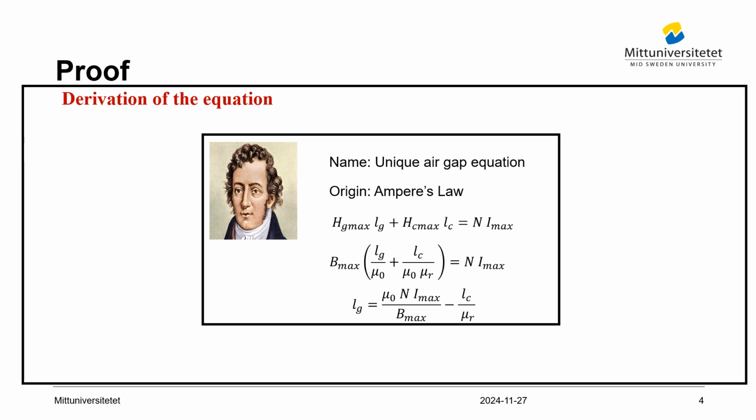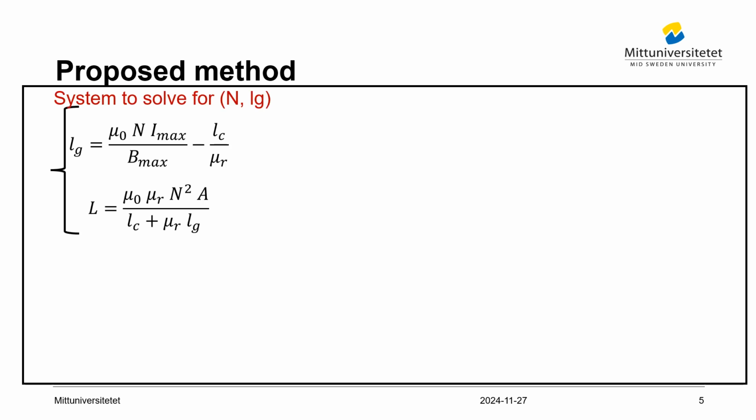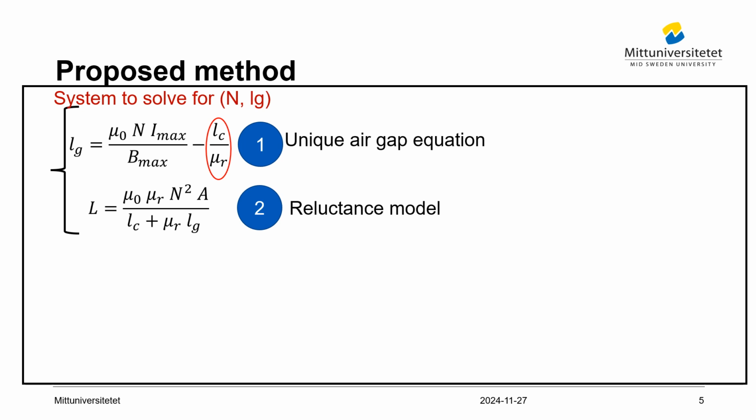So now I will introduce the proposed method to design your inductor. The proposed method consists of solving for the number of turns and the air gap a system of two equations. The first equation is called the unique air gap equation, and the second term in this equation can be neglected because the relative permeability is very high, nearly infinite. The second equation is called the reluctance model, and it's a combination of Faraday's law and Ampere's law.